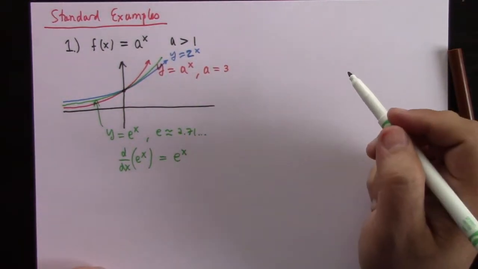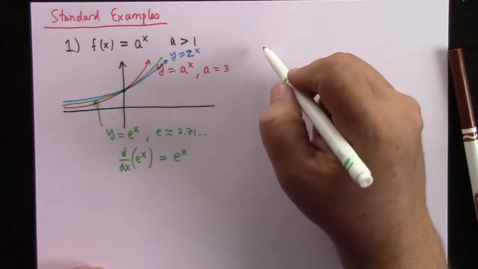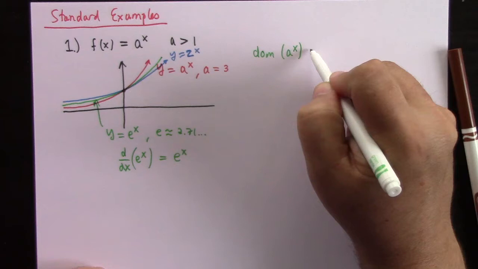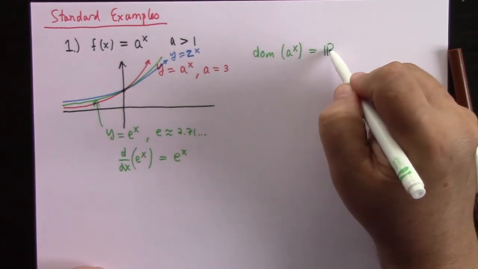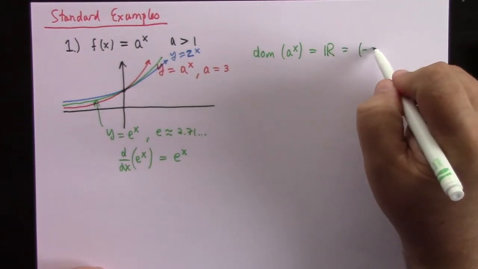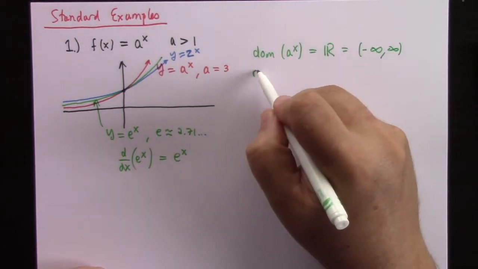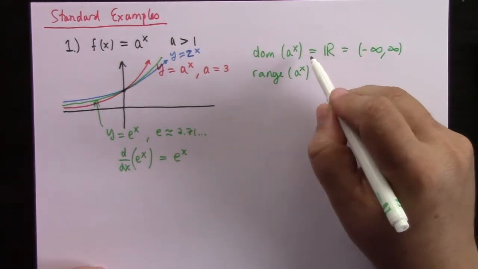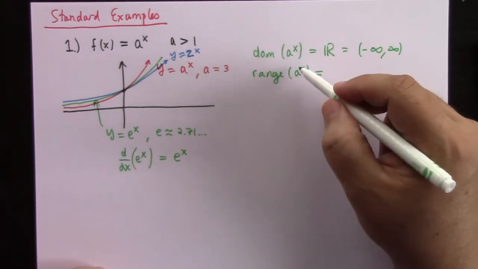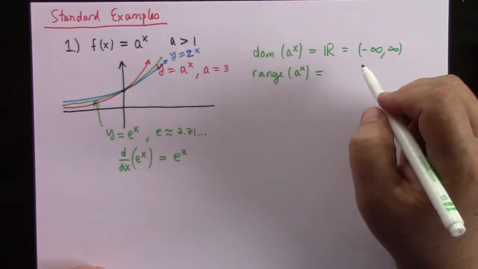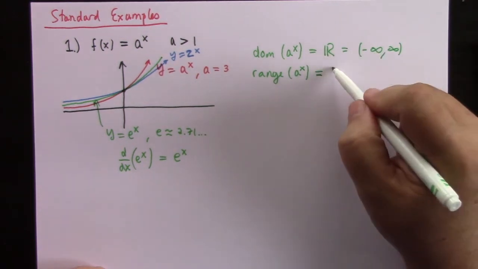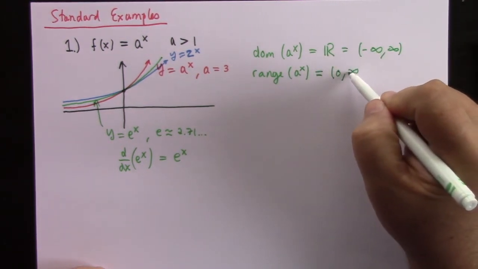That's the exponential function. Anyway, we can say this: the domain of a to the x is the whole reals, which we could also denote minus infinity to infinity. The range of this function, if you'll allow me this common notation of using the formula to define the function, slightly bad math, but we know what it means, is 0 to infinity.